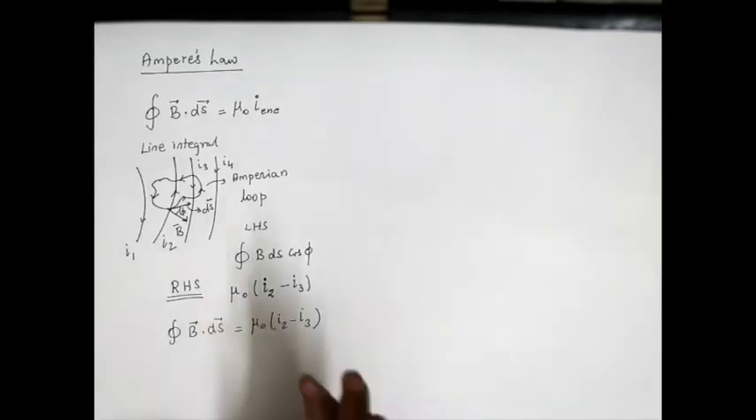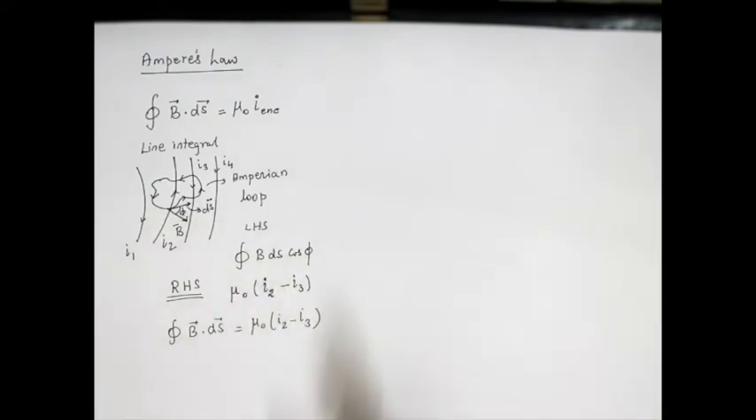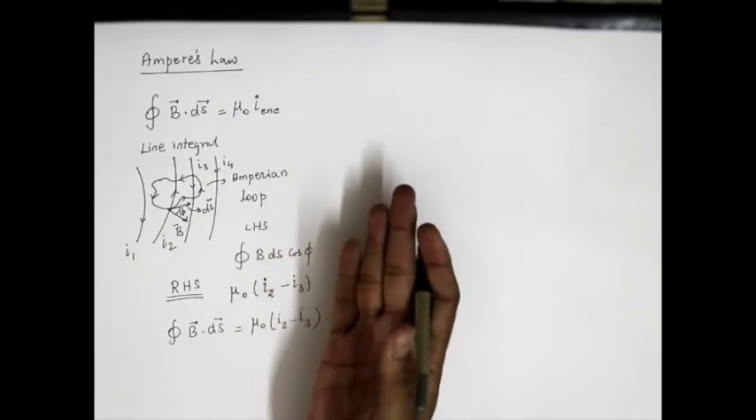This is very similar in spirit to Gauss's law, where Gauss's law was flux, the integral of B dot dA, equal to Q by epsilon naught. So if you could calculate what the right hand side was, then you knew what the flux was passing through that particular closed surface. Similarly here, if you can get what the right hand side is, it gives you what the left hand side is. And left hand side is very tough to evaluate for an arbitrarily shaped curve.